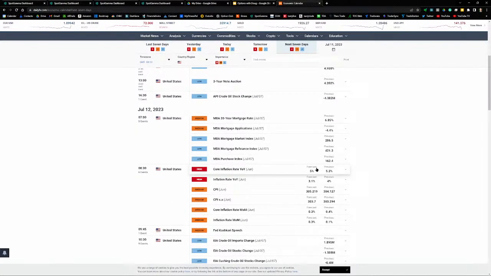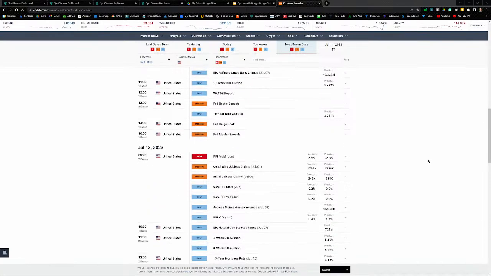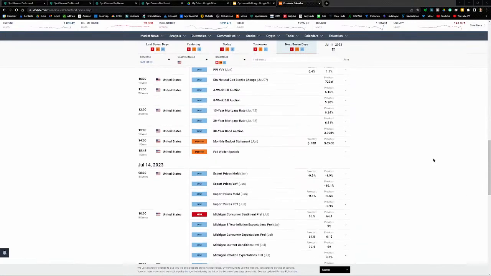And then the big number for the week is the CPI data that comes out on Wednesday at 8:30 a.m. Eastern Time. So CPI data, more Fed speakers, PPI data on Thursday, and then finally consumer sentiment at 10 a.m. on Friday. So that's the data for the week.